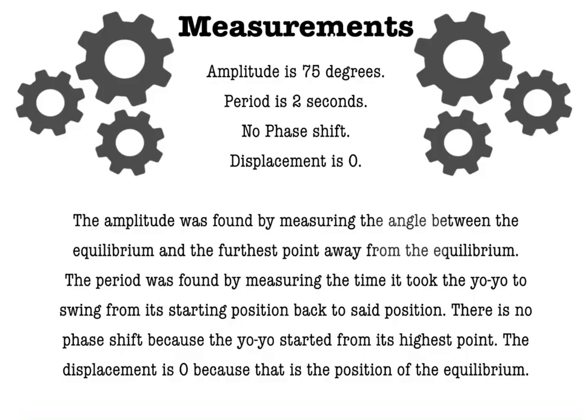Based off our model, amplitude is 75 degrees, period is 2 seconds, there is no phase shift, and the displacement is 0. The amplitude was found by measuring the angle between the equilibrium and the furthest point away from the equilibrium. The period was found by measuring the time it took the yo-yo to swing from its starting position back to said position. There is no phase shift because the yo-yo started from its highest point, and the displacement is 0 because that is the position of the equilibrium.